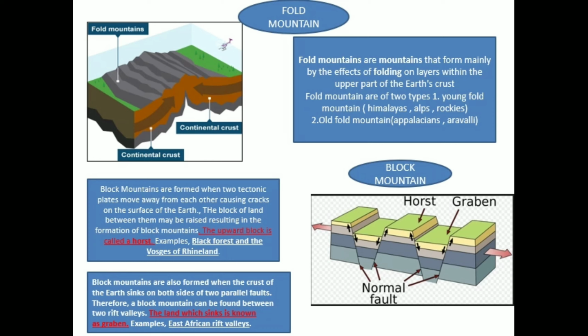Block mountains are formed when two tectonic plates move away from each other, causing cracks on the surface of the Earth. The block of land between them may be raised, resulting in the formation of block mountains. The upward block is called a horst. Block mountains are also formed when the crust of the Earth sinks on both sides of two parallel faults. Therefore, a block mountain can be found between two rift valleys.